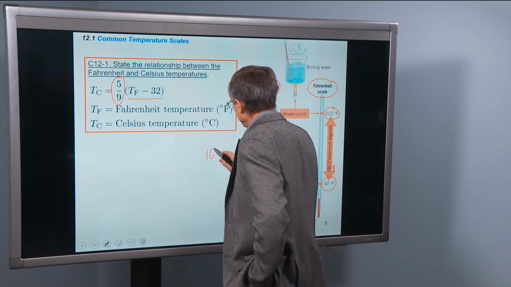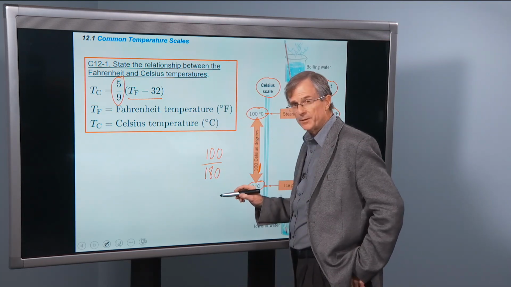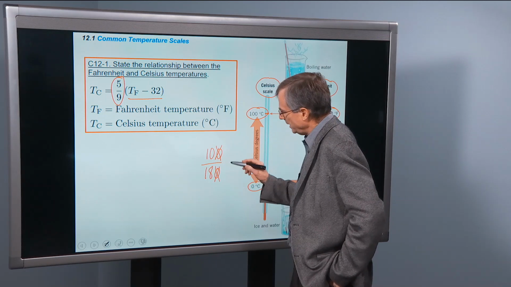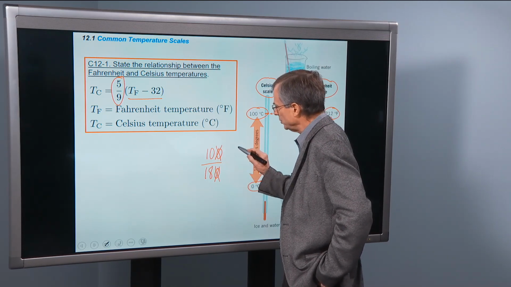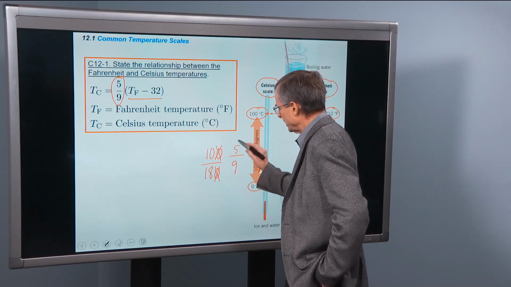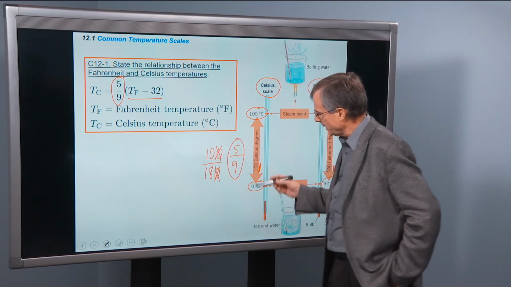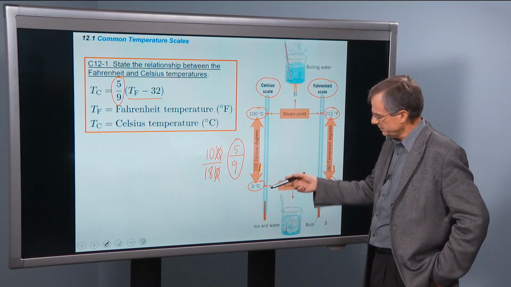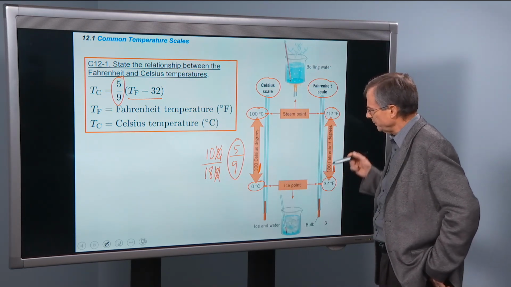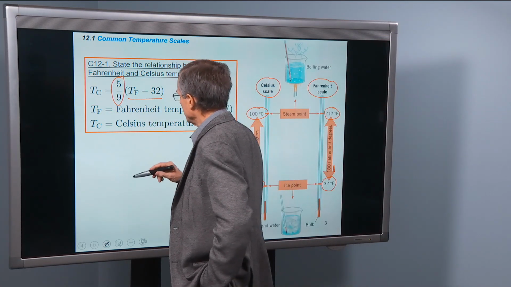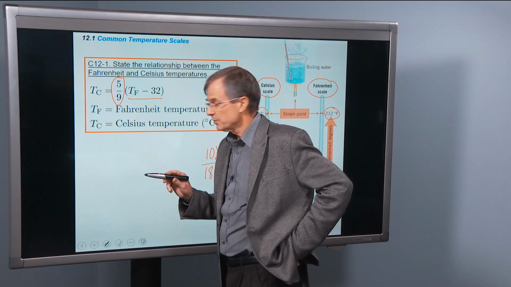So 100 divided by 180, well, if you divide numerator and denominator by 10, you get 10 over 18. And then divide each by 2, you get 10 divided by 2 is 5, 18 divided by 2 is 9. So this is the ratio between the number of degrees between ice and steam for each of these two. So that's how this one comes out. And we could double check to make sure it's right.